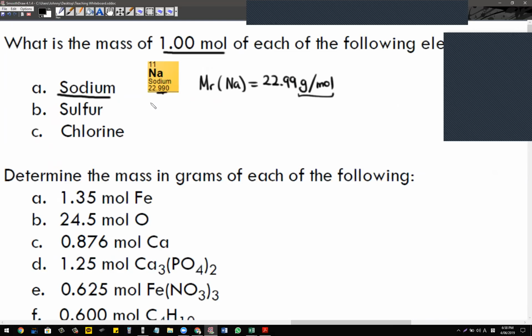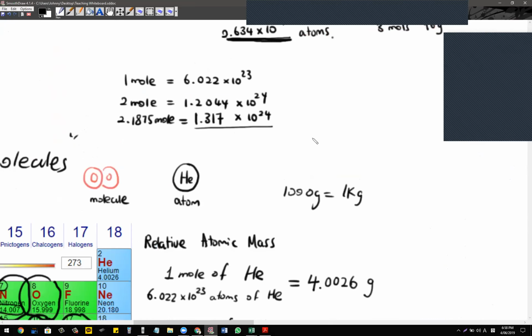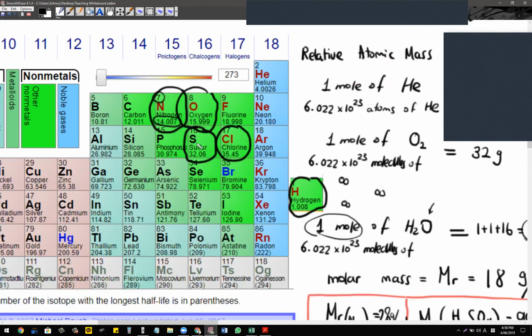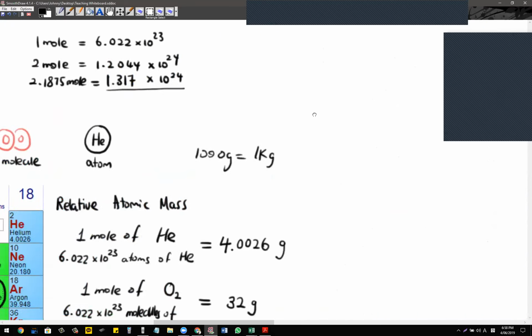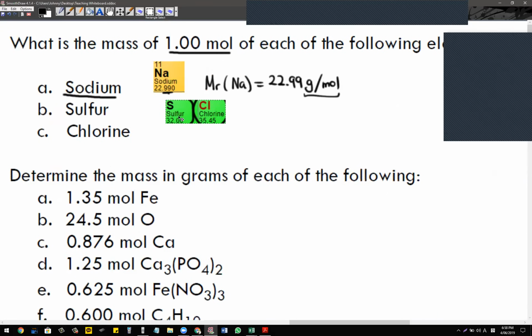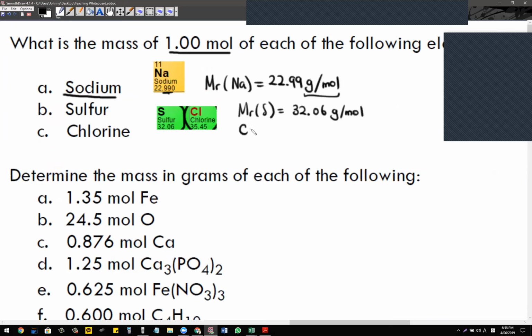Sulfur and chlorine. That's pretty simple. It's just sulfur and chlorine. It's right here. Okay, so the answer is 32.06 grams per mole for sulfur, and the molar mass of chlorine is 35.45 grams per mole.